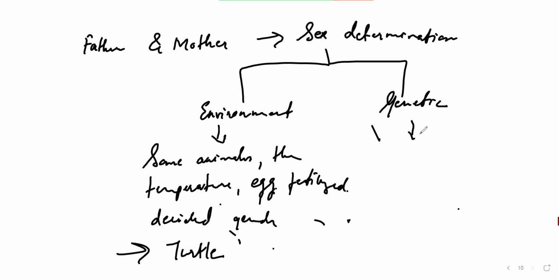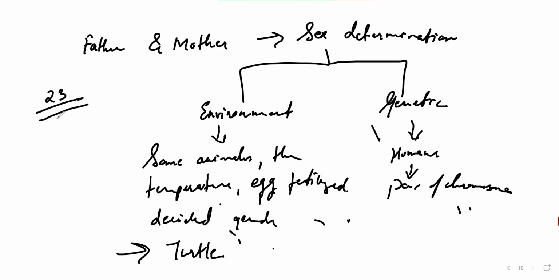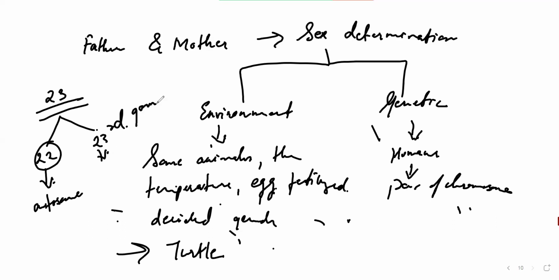Whereas if we take a genetic factor, it depends upon the DNA or the genetic factors. Humans are the greatest example here. The gender of an individual is determined by how? By a pair of chromosomes. We have 23 pairs of chromosomes, out of which 22 and the 23rd one. The 22 are called autosomes, autosomal chromosomes. The 23rd pair is also called the gamete chromosome or sex chromosome. This is called allosome.